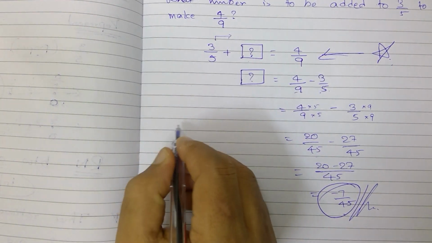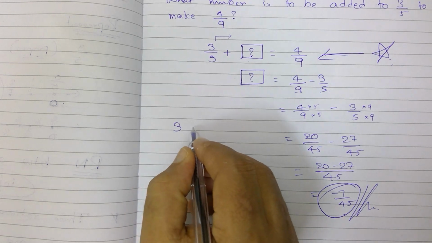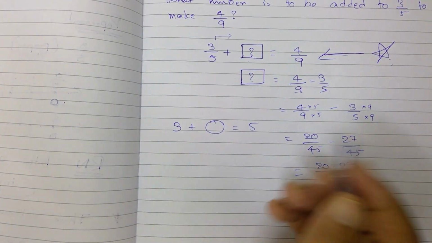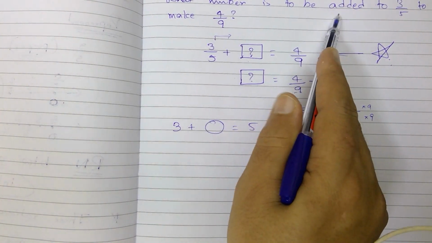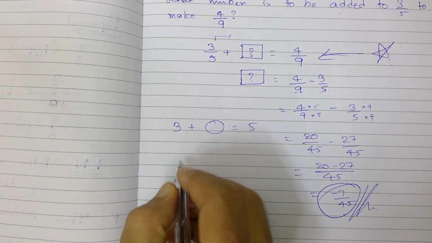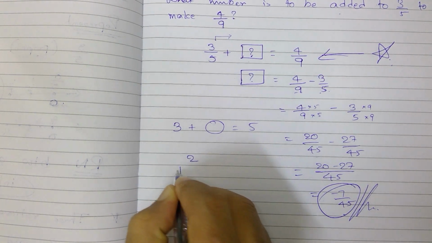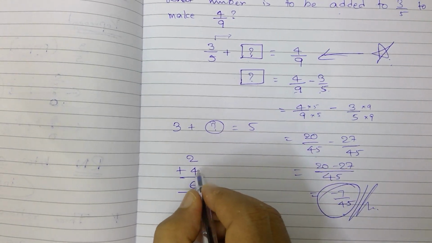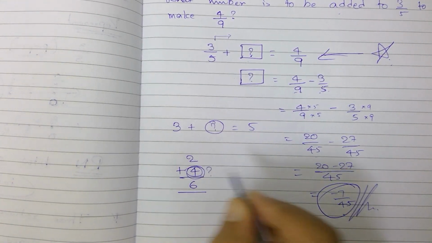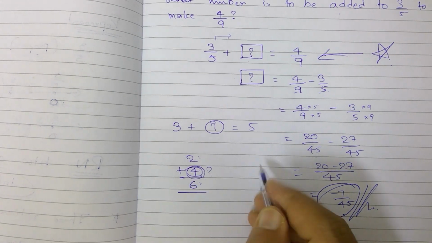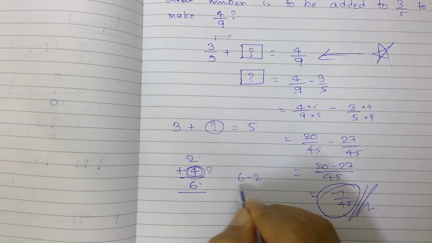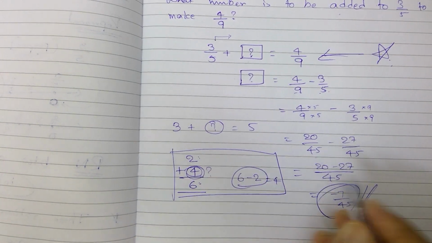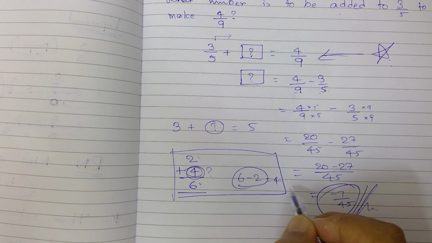What number is to be added to 3 to get 5? Whenever addition problems come, you take simple numbers. 2 plus 4 is equal to 6. So he is asking the second number. How will you get 4? By using these two numbers. Subtract the first number from the sum, you will get 4. Try to understand this. If you don't understand this concept, listen to it 2 or 3 times, you will understand.